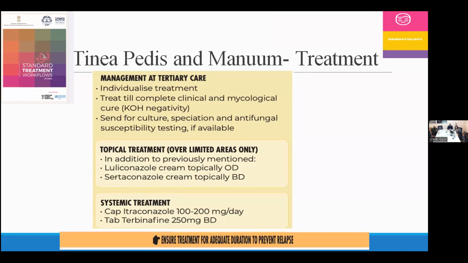So here the tagline says, ensure treatment for adequate duration. We want to emphasize that it is the duration rather than the drug, because most people do what is known as ping pong with the drug. They keep changing it when they don't respond. They do not wait, or they're not patient with the duration. That is what we wanted to ensure.